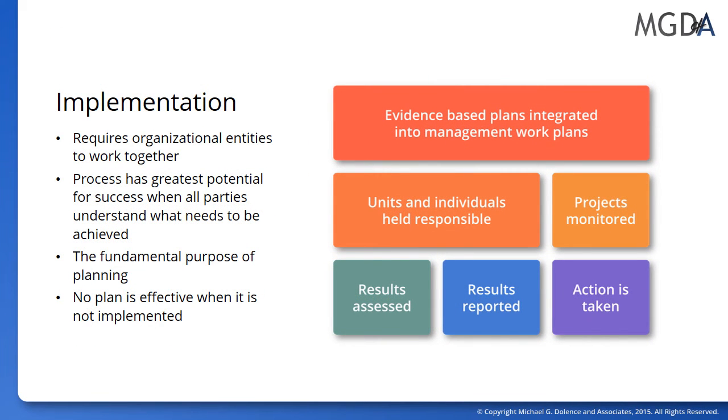Effective management of the academic enterprise requires all of the various organizational entities to work together to focus upon the achievement of the key performance indicators required to sustain organizational health, effectiveness, and efficiencies. The management process works best when all parties clearly understand what needs to be achieved, why, how, and by whom. This is the fundamental purpose of planning and the role plans play in the management process.